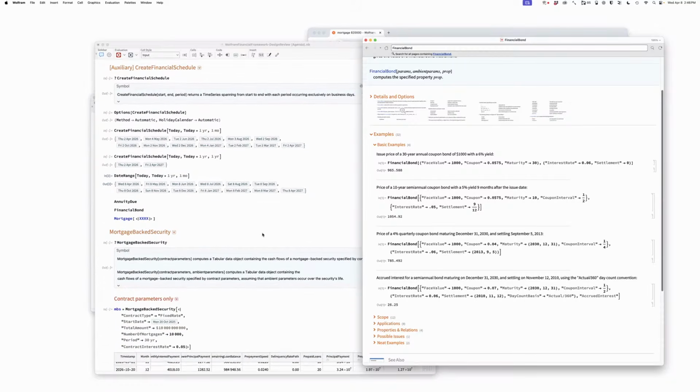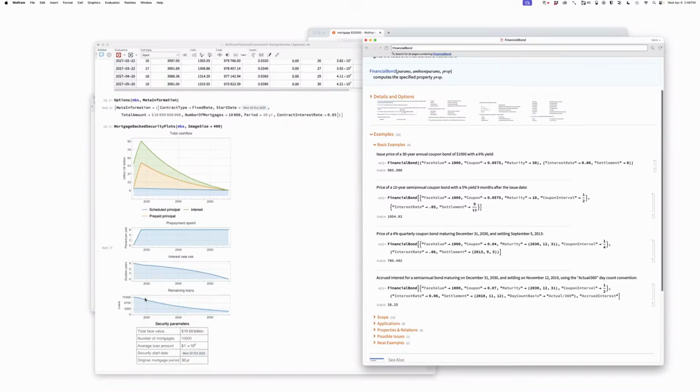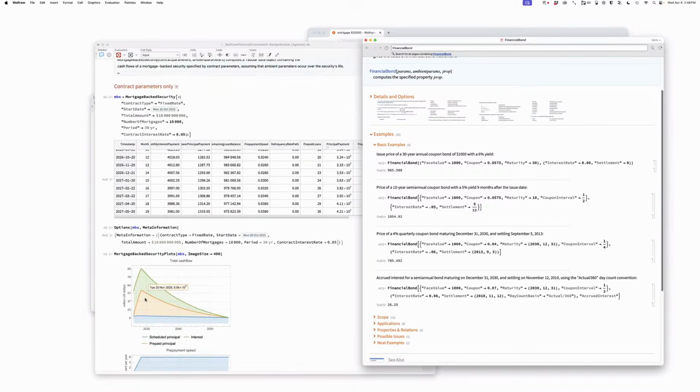Okay, let's go back to what you're talking about here. So this is a mortgage-backed security. Yes. Oh my gosh, what is that? So there's information that has been stored as meta information inside the tabular object. The tabular object allows storing information as meta information. And right now, this is crazy. I'm sorry. No. Look, no.